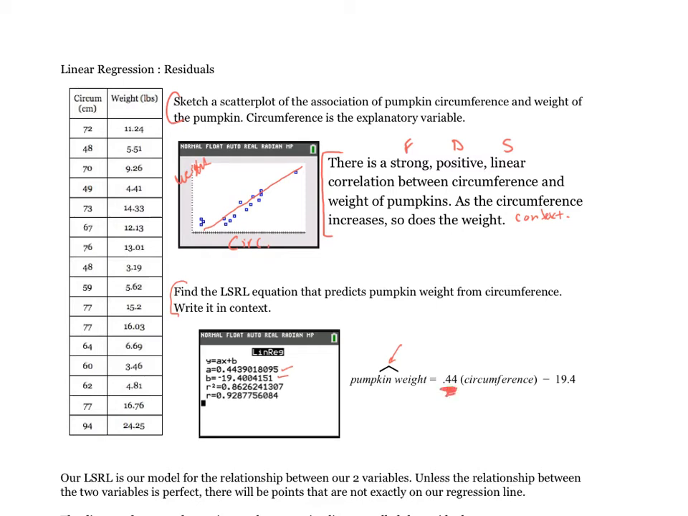And 0.44, remember, is the slope, and that means that for every centimeter of circumference, the weight of the pumpkin increases by 0.44 pounds. So just a little shy of a half a pound per centimeter. And then the y-intercept is negative 19.4, which means a zero circumference pumpkin would weigh negative 19.4 pounds. And that is not reasonable, obviously.